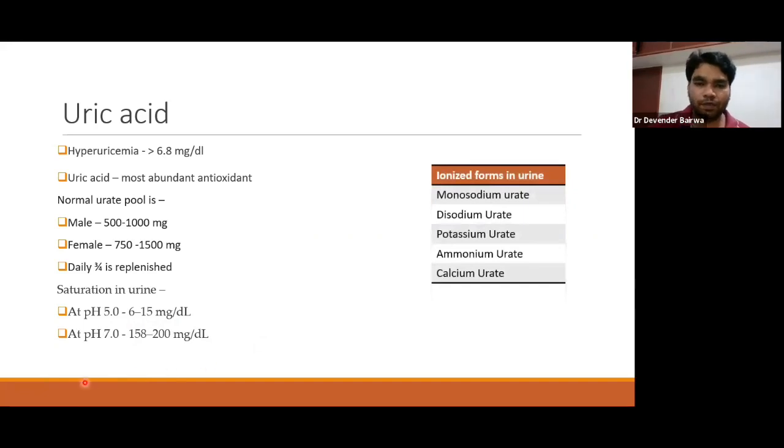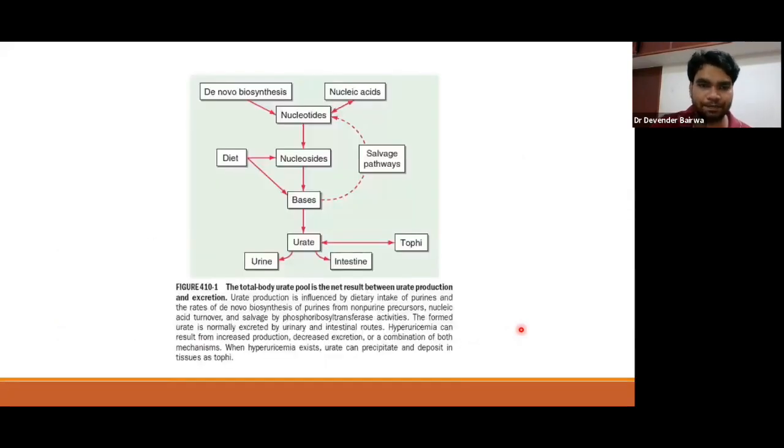Then, in the urine, generally it is not completely in the form of uric acid. Apart from uric acid, there can be other forms like monosodium urate, disodium urate, potassium urate, ammonium urate, and calcium urate. So all these forms are released. As your pH increases above 5, mostly these ionized forms will be excreted in urine, and these ionized forms will be difficult to crystallize, so they can be easily excreted.